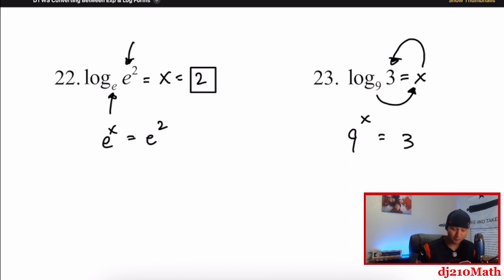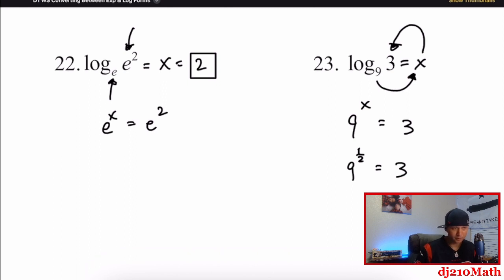But let's just say you don't see that, because that's fine. I know that the square root of 9 is 3. The square root of 9 is 3. So the exponent is going to be 1/2. But is there more to it?